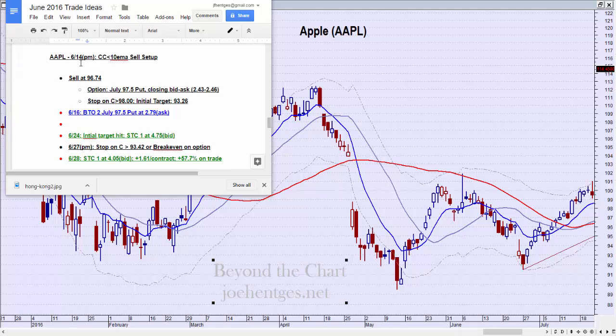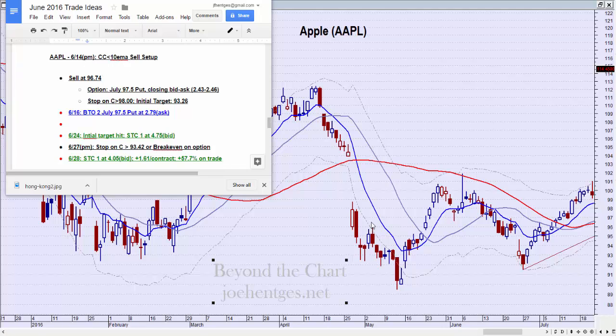On the evening of June 14th, this is exactly how I published it for my insider members on the Trade Ideas page. This is taken off of that. I keep a Google document that keeps track of my trade ideas. So this is what we did on the evening of June 14th.